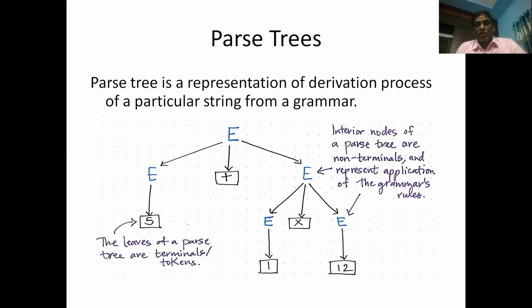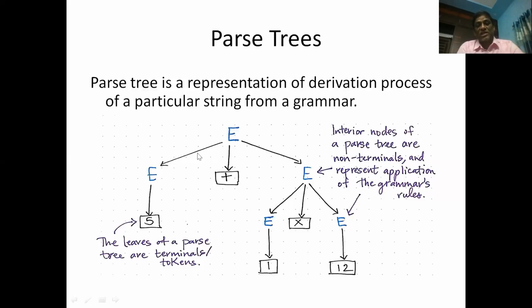And the important topic here is, what is a parse tree? It's very easy to understand parse trees here. Parse tree is a representation of the derivation process, either from LMD or from RMD, deriving a particular string from a grammar. You can represent it in the form of a tree, which is called a parse tree, or another name for this is syntax tree. You can call this a syntax tree. Suppose I want to derive 5 plus 1 star 2. So this is what I want to derive.